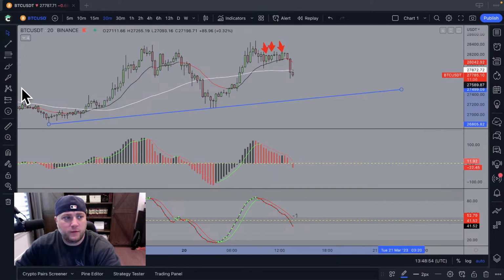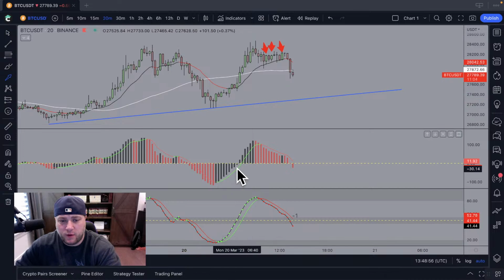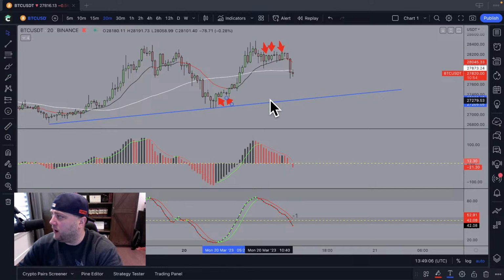Even like right here, we have the histogram breaking above it. All these red candlesticks, you can go long because you know momentum will always lead the way. The momentum will always lead the way.